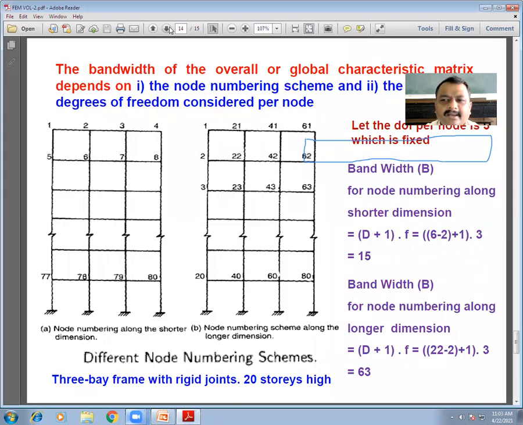Now, why does node numbering play an important role in the assembly of the global characteristic or global stiffness matrix, right? Let us now look into the first example here.